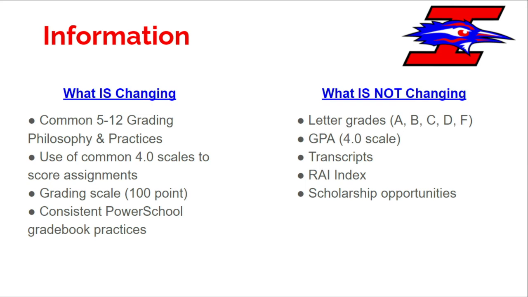Again, what is not changing? Transcripts. Those will look the same for us when they leave our classes at the end of their 12 school years. They will still get their transcript. They will still have the same information on it as they do today. The RAI index, that's the index that is measured for students' intake into college, Division I type colleges. There's a whole set of criteria for the RAI index. Again, that's not changing for us either. And then scholarship opportunities. This would not impact our students in any manner when it comes to applying for scholarships or beginning their work towards their college dreams or work, whatever that might look like for them.